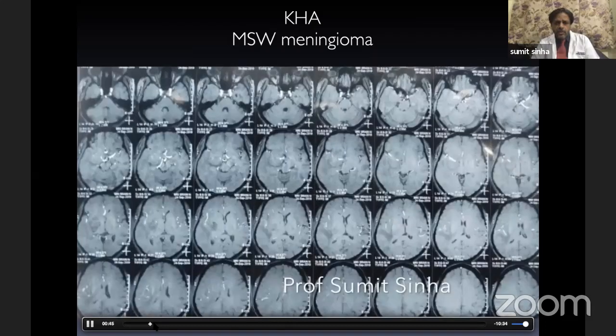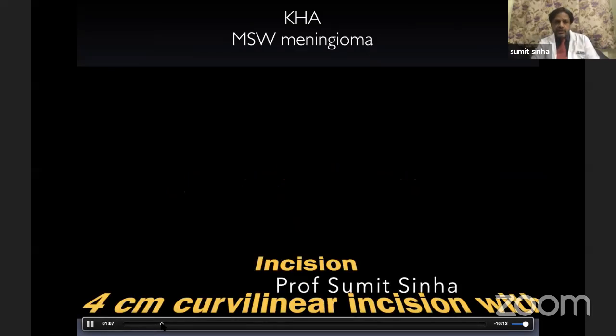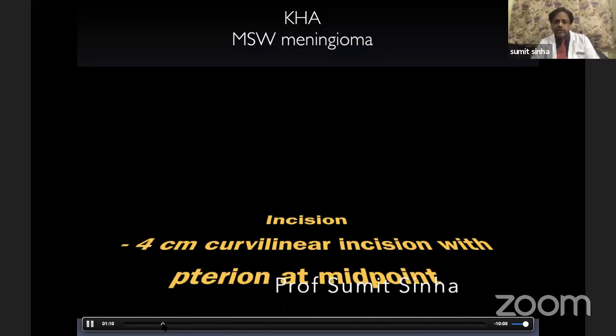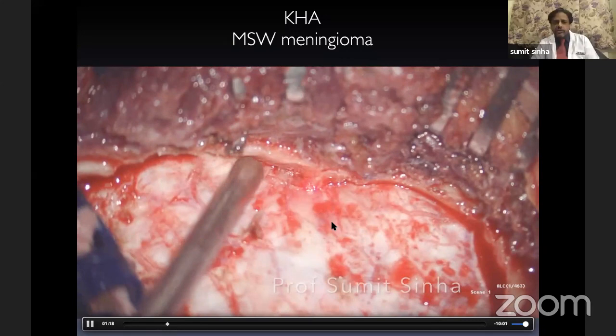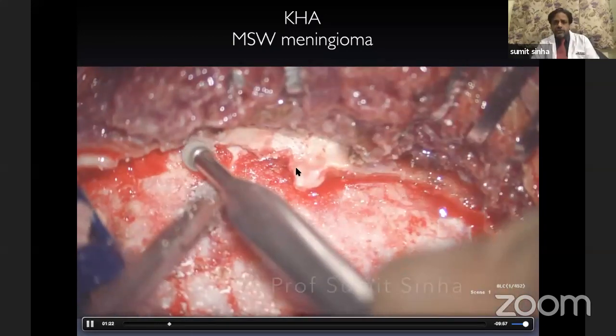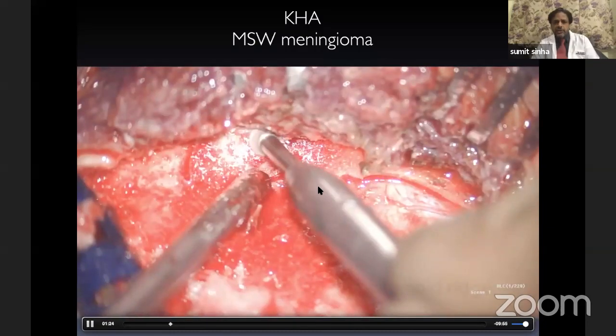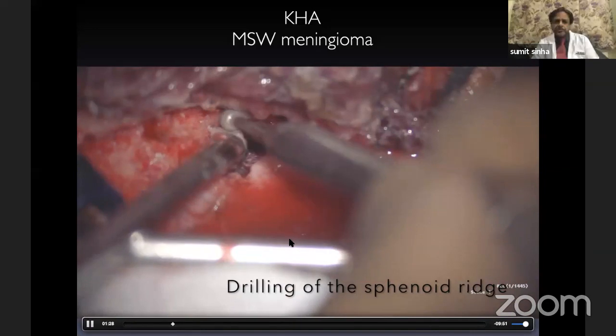The position was supine with the head turned 30 to 40 degrees to the left side and extended. And the incision was a 4 centimeter curvilinear incision with the pterion at the midpoint. Now, this is the frontal dura, the patient is supine, and this is the right side. This is the sphenoid bridge, which is drilled first of all. Now, this is the cheating which is being done so as to increase the angle of vision.